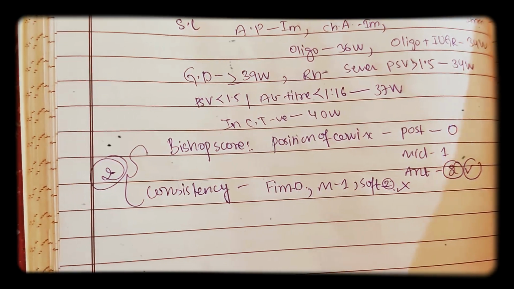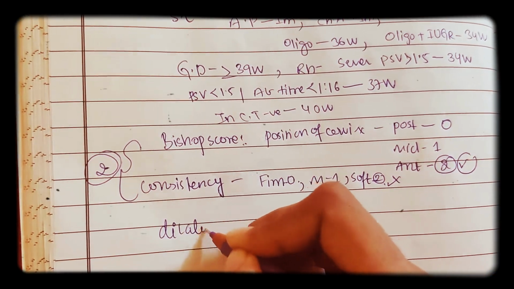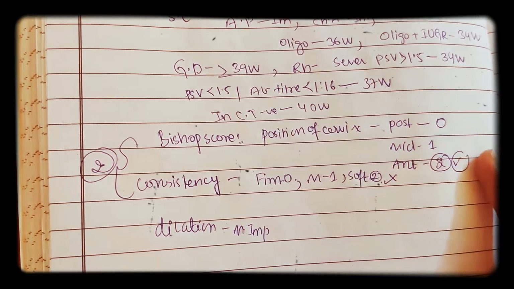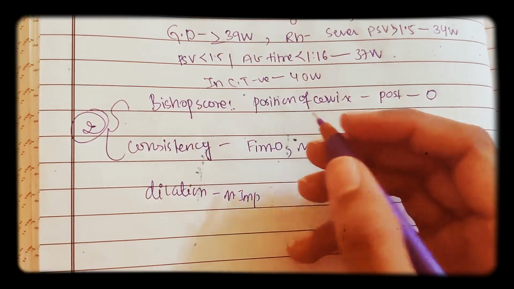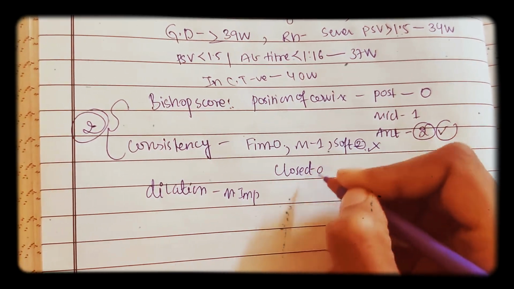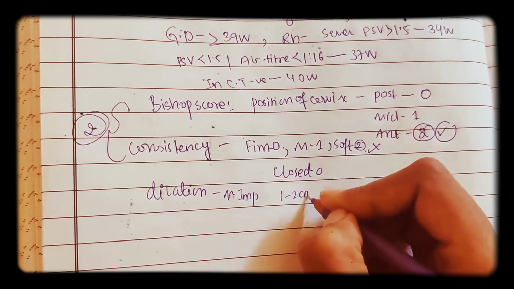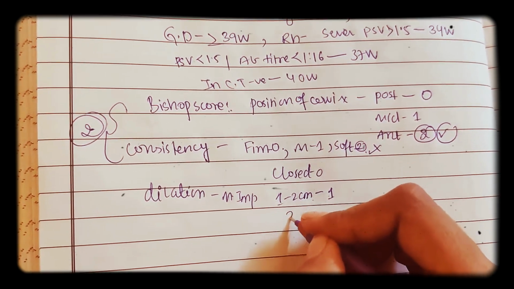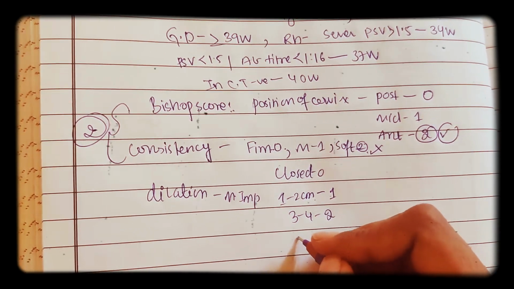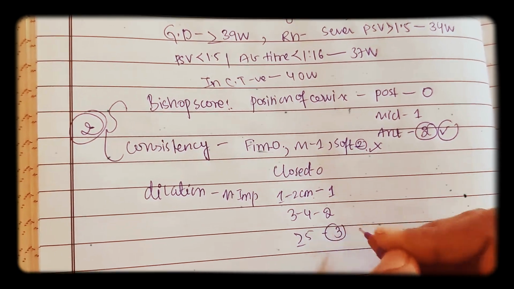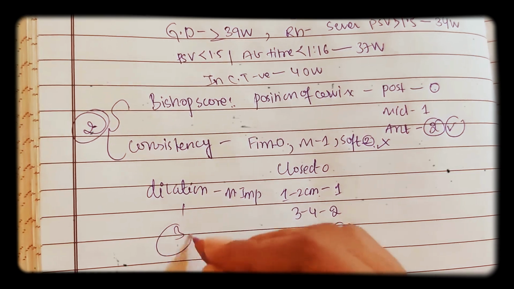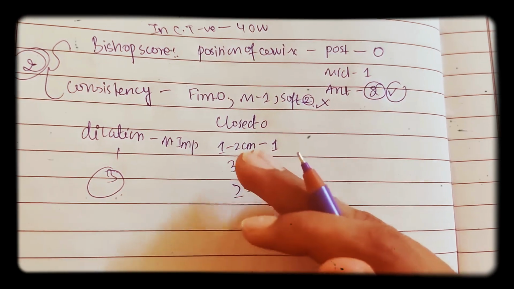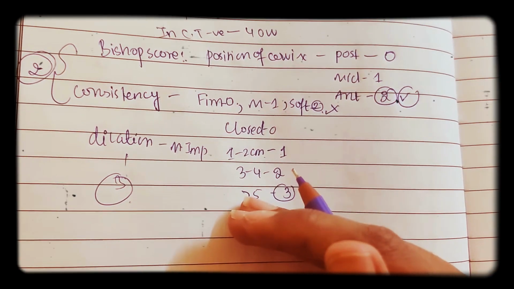Now coming to the dilation of cervix. Dilation is the most important parameter, because dilation is what leads to labor. So if the cervix is closed, you give a score of 0. If the cervix is 1 to 2 centimeters dilated, you give a score of 1. Remember, 1 to 2, so 1. Next, 3 to 4, 2. More than or equal to 5, the score is 3. So in the case of dilation, the highest score is 3. When it is closed, it is 0. When it is 1 to 2, 1. When it is 3 to 4, 2. When it is 5 or greater, 3.